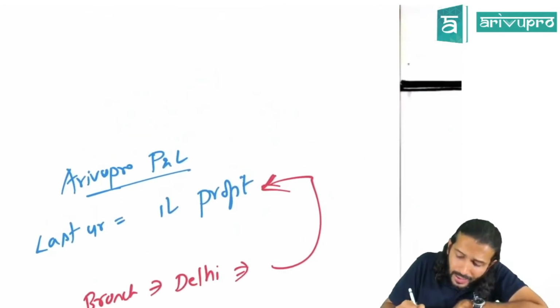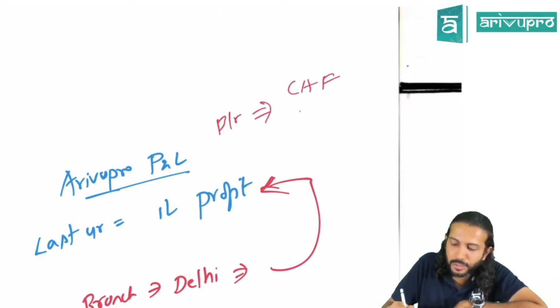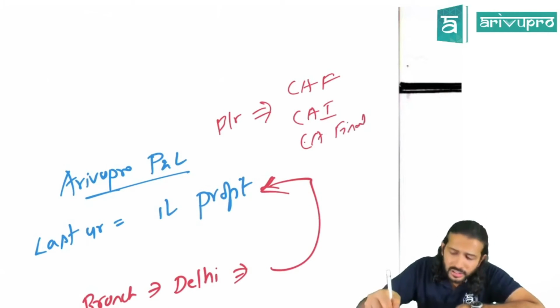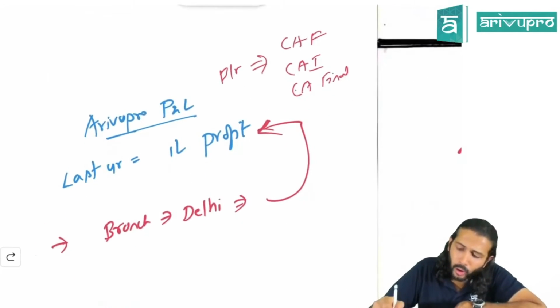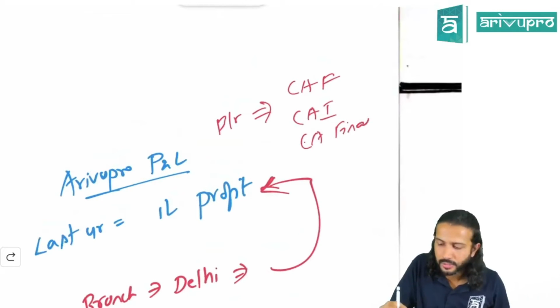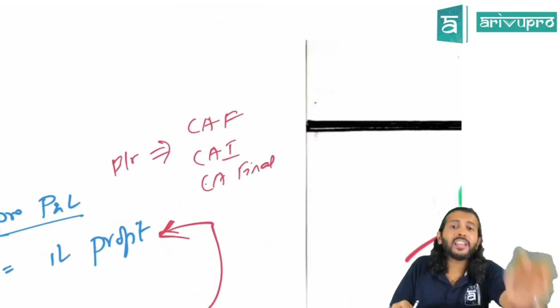Like in Bangalore, I might be giving coaching for CA Foundation, CA Inter, CA Final. Does it mean in Delhi also I will provide all the three? Not possible, because I need to know a lot of other data.